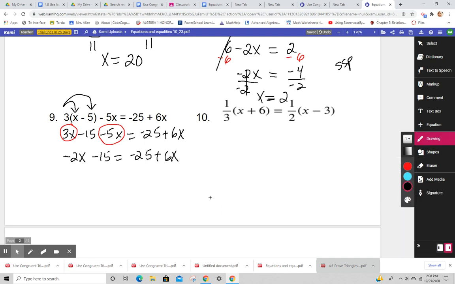Now I'm going to get all my x terms on the same side, so I'm going to subtract 6x from both sides to eliminate the x term from here. So now I have negative 8x minus 15 equals negative 25. Add 15 to both sides, so we can solve for x. We'll get negative 8x equals negative 10. Divide both sides by negative 8.